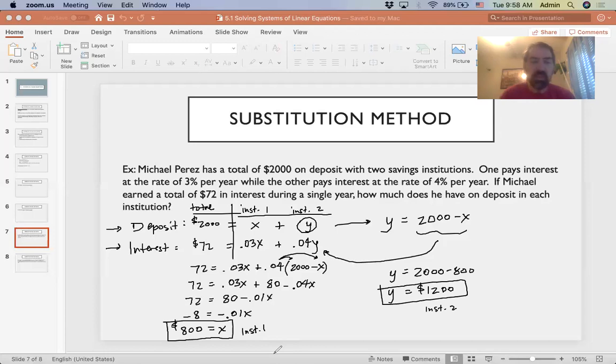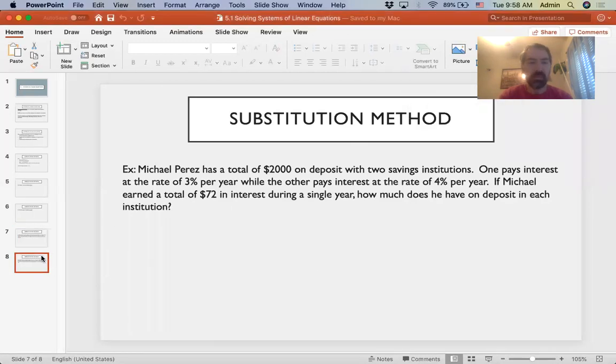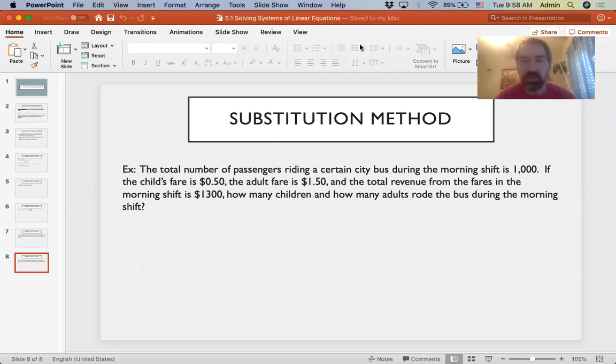Okay. And we'll look at one more example here. Again, the difficult part is writing out the equations. So let's pay particular attention to being able to write out the equations. The total number of passengers riding a certain city bus during the morning shift is 1,000 people. If the child's fare is 50 cents and the adult fare is $1.50, the total revenue from the fares in the morning shift is $1,300. How many children and how many adults rode the bus during the morning shift?